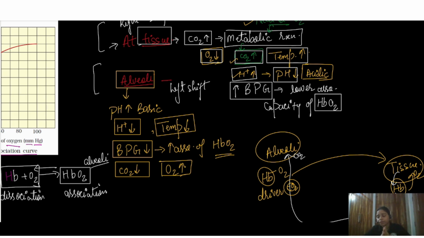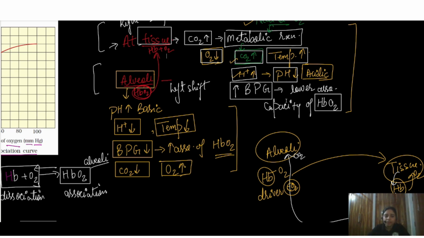And on which factors is it all happening? On the basis of a few factors, in the tissues, these are the factors which dissociate the Hb from the O2, and in the alveoli, these are the factors which cause the association of the Hb with the O2. So let's see what is going to happen here. In the alveoli, HbO2 will be forming, right? And in the tissues, Hb plus O2 will be forming, meaning dissociation of the Hb from the O2. In the alveoli, HbO2 association; in the tissues, HbO2 dissociation.